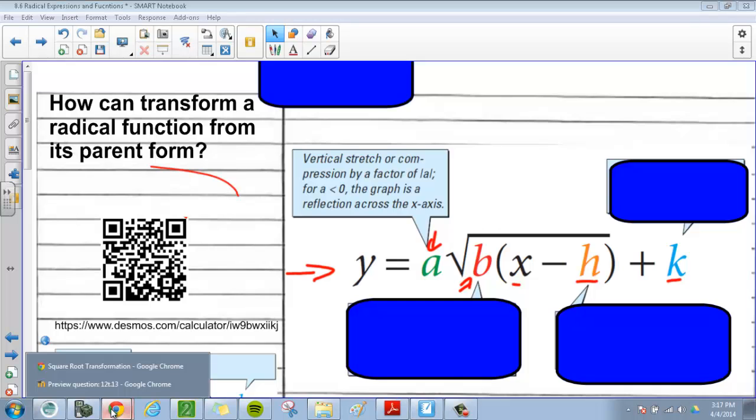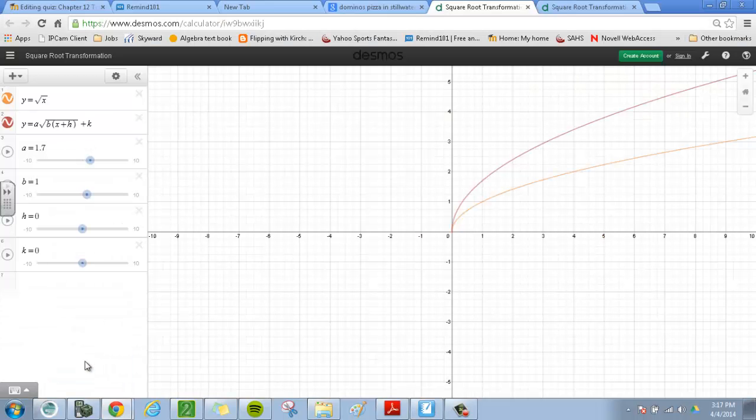Let's go back and see what some of these other things do. Let's start playing around with this b a little bit, to see what the b does on the inside there. It looks like it's doing kind of the same thing. Oh, the b stretches it a little bit too. I don't know what's going on, but when it's negative, it flips it over the y-axis. Oh, that's weird. Okay, when I play around with that.